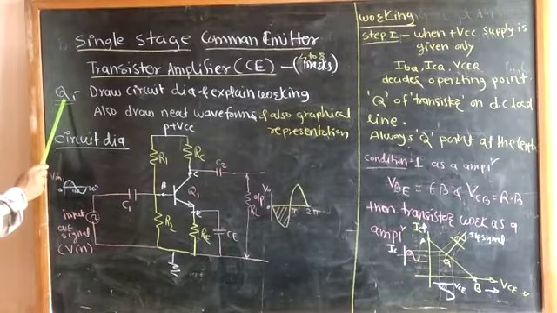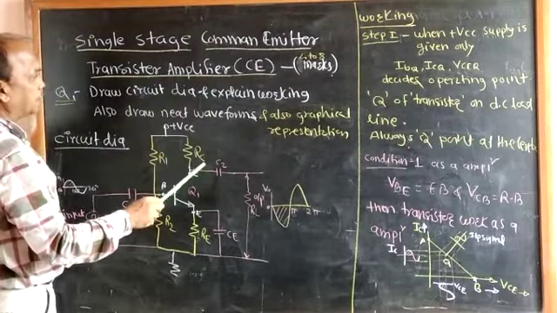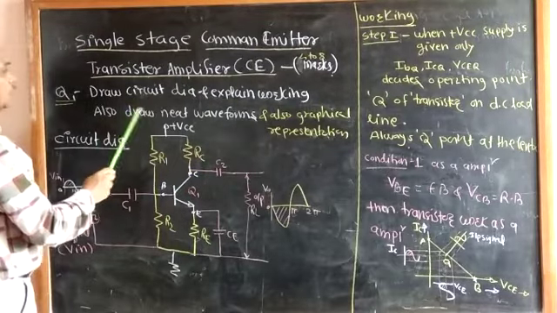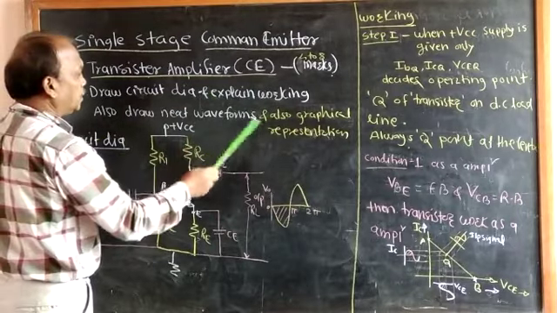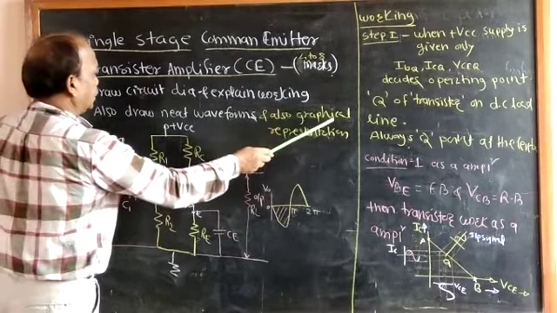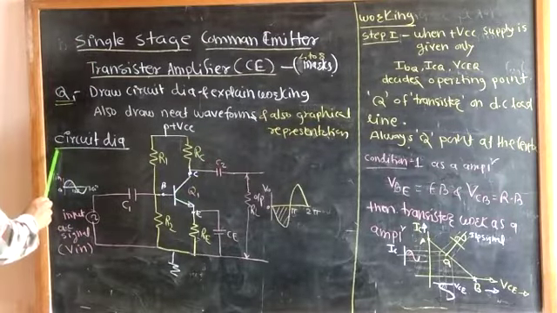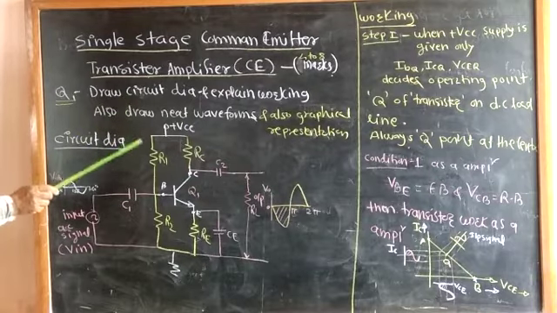Now there is a question: draw the circuit diagram of a common emitter amplifier. Also explain its working. Also draw a neat waveform. Also show the common emitter in a graphical representation method. Okay. Now first of all we have to study the circuit diagram of a single stage common emitter amplifier.